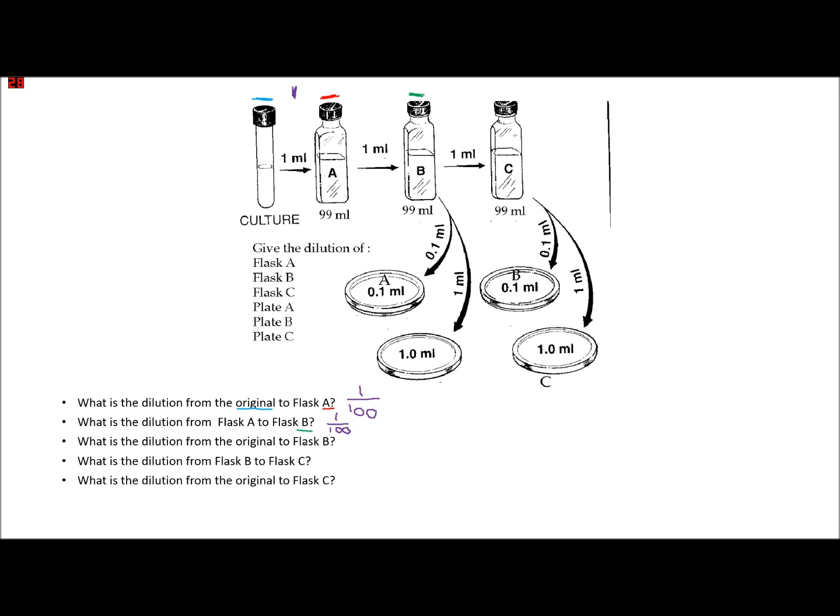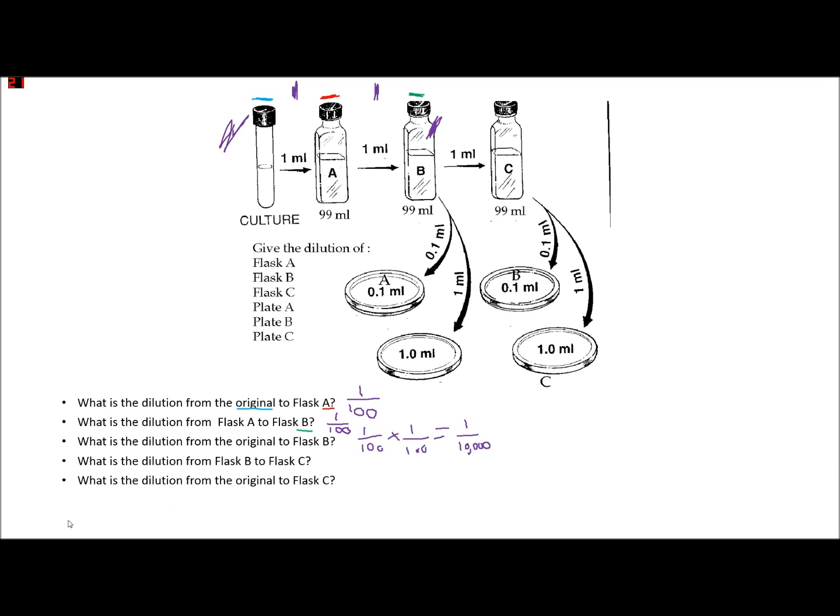So what is the dilution from the original to flask B? So now we know the dilution factor here, we know the dilution factor here, we multiply them across, and we get the total dilution. So it's going to be 1 over 100 times 1 over 100, which is 1 in 10,000.